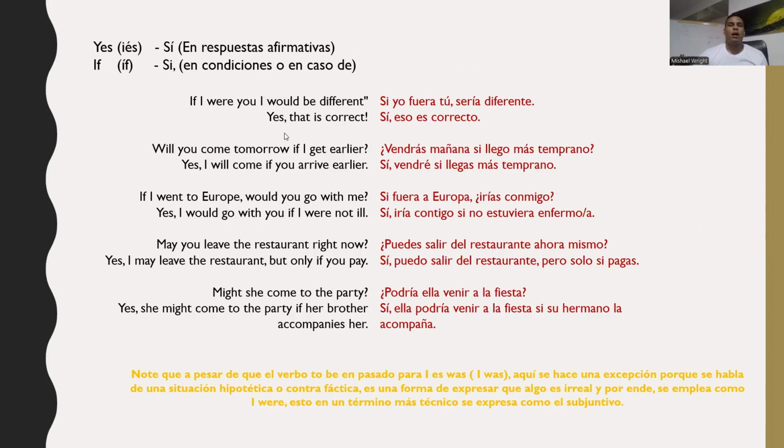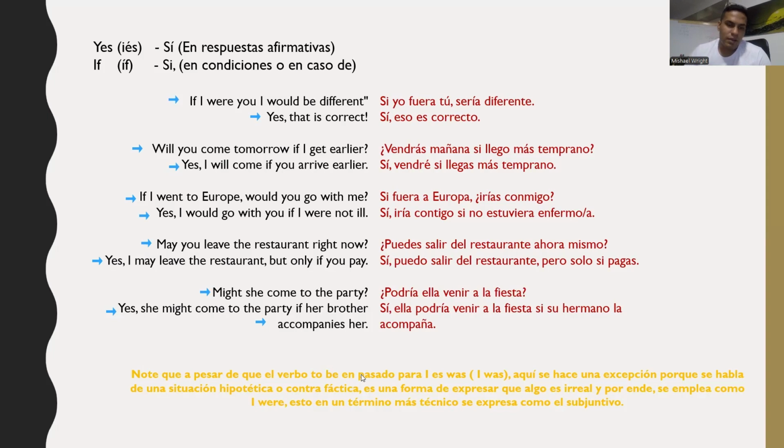If I were you, I would be different. Look at this. If I were you, I would be different. Yes, that is correct. Will you come tomorrow if I get earlier? Yes, I will come if you arrive earlier. If I went to Europe, would you go with me? Yes, I would go with you if I were not ill. May you leave the restaurant right now? Yes, I may leave the restaurant, but only if you pay. Might she come to the party? Yes, she might come. She might come to the party if her brother accompanies her. Okay.